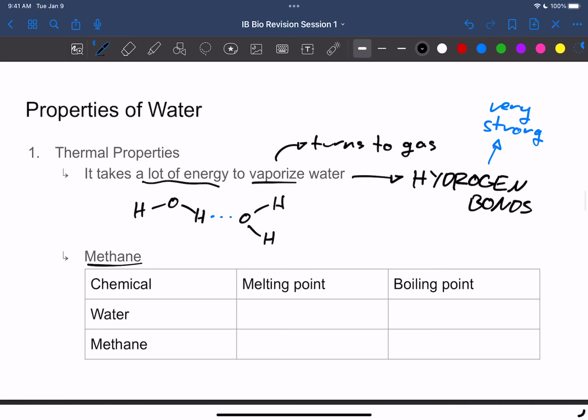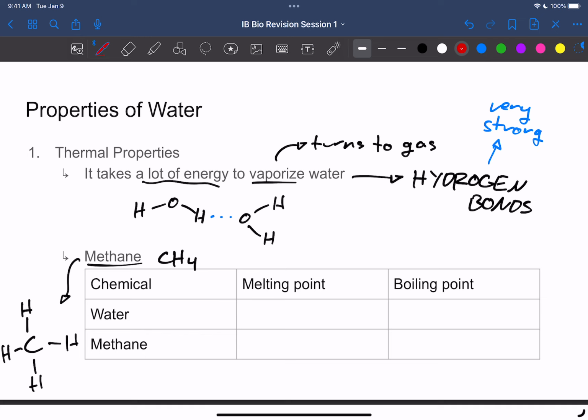Now we're going to compare this to something like methane. Well, what does methane look like? It has the chemical formula CH4, and its structure looks like this. Now, the bonds between carbon and hydrogen are polar, but they're not polar enough to create an electronegative interaction strong enough to call it hydrogen bonding.